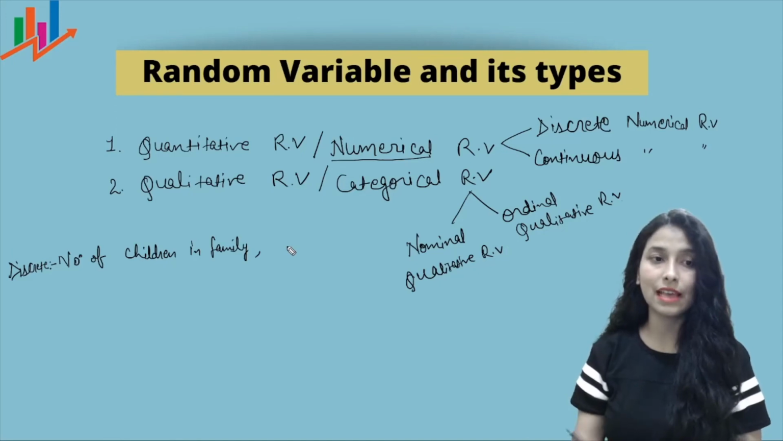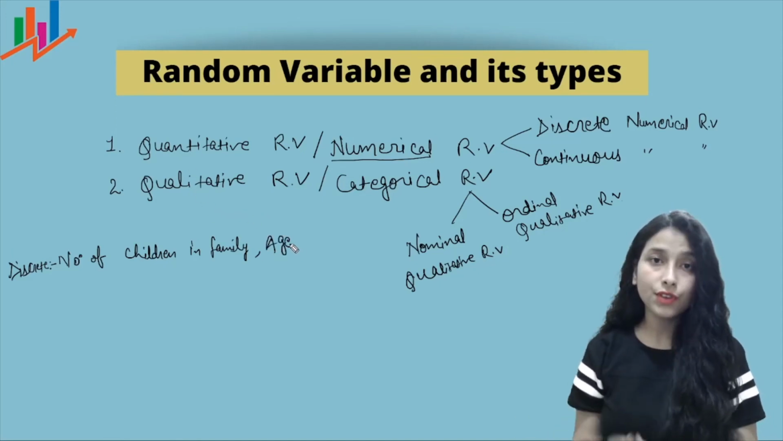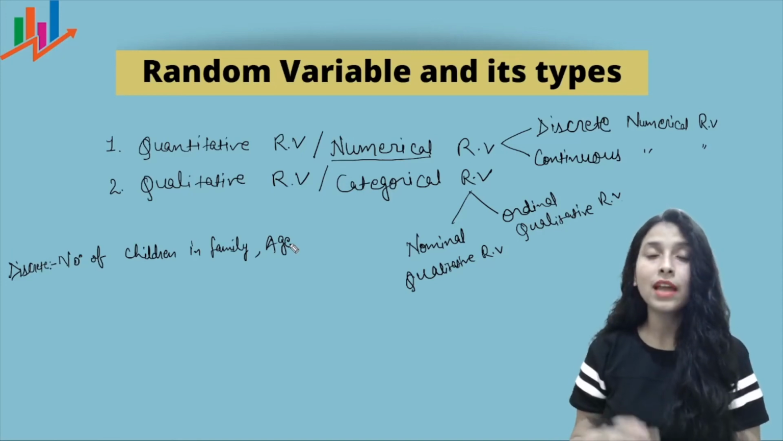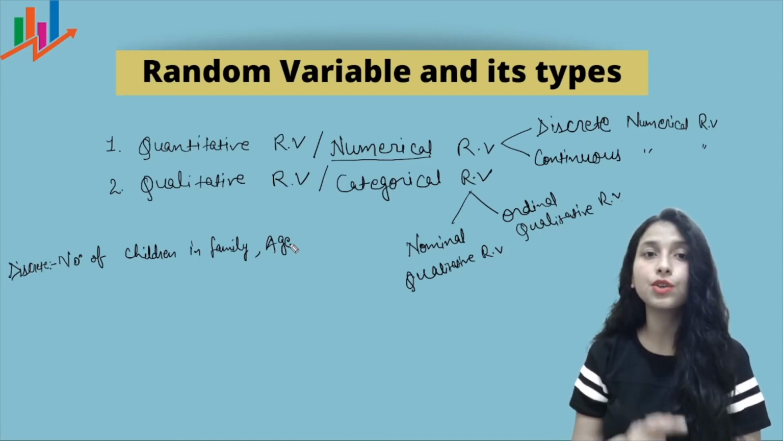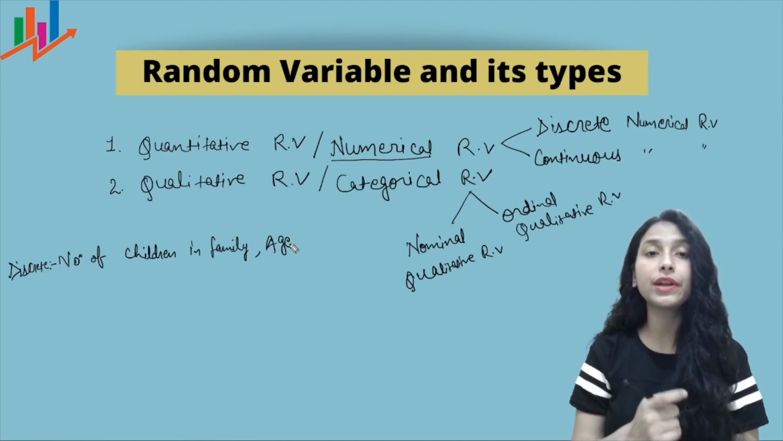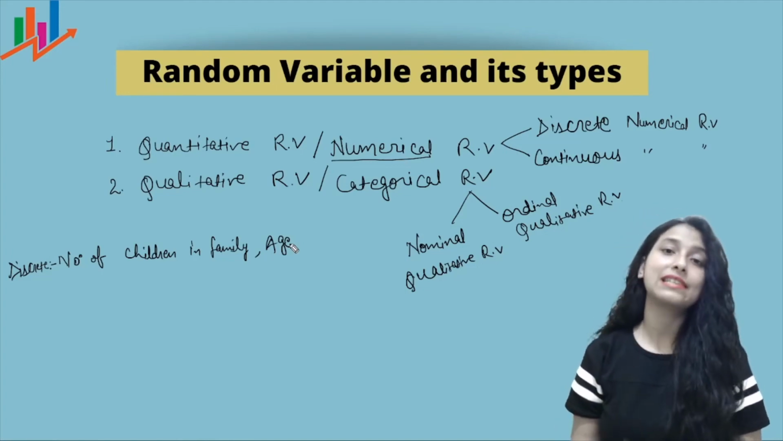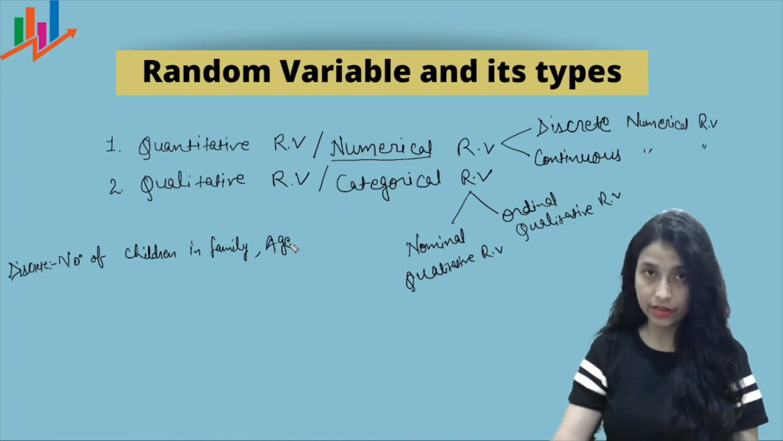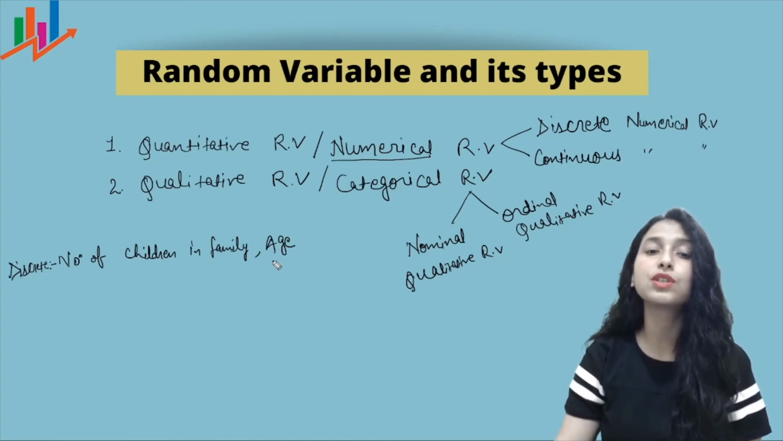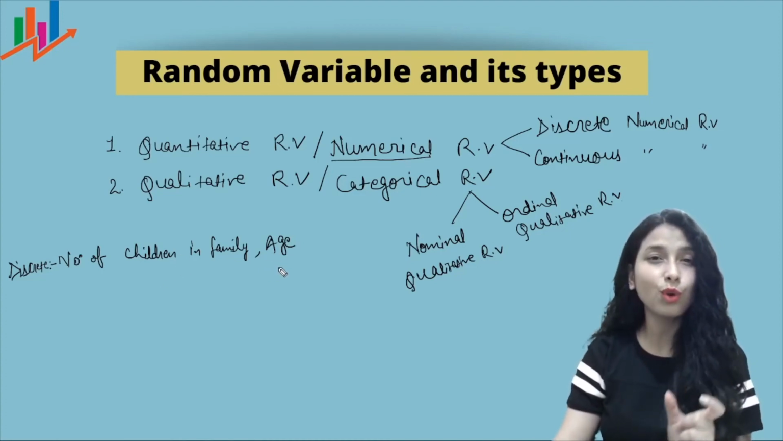Now another example of a discrete random variable is age. If you have to fill out some form and you have to mention your age, you are not going to mention your age as 22.5, right? Again, you are not going to mention it as 15.2. Whenever you mention your age, you are going to mention it as a whole number, right?